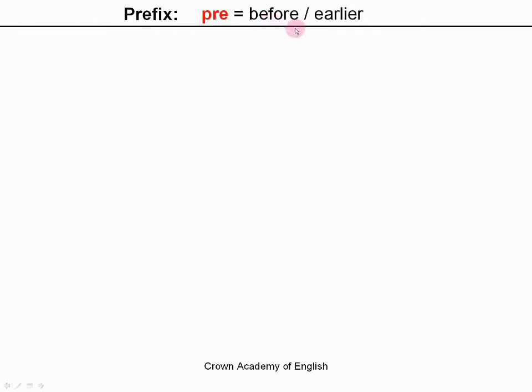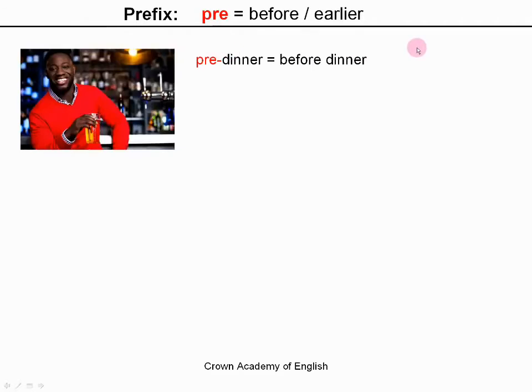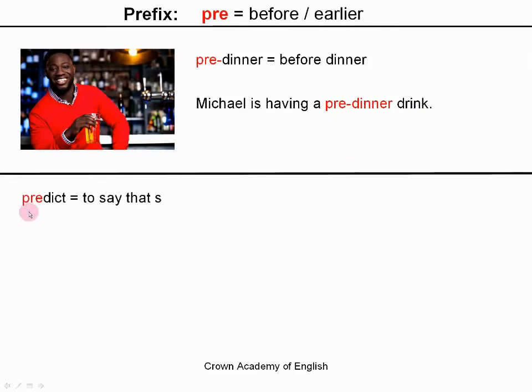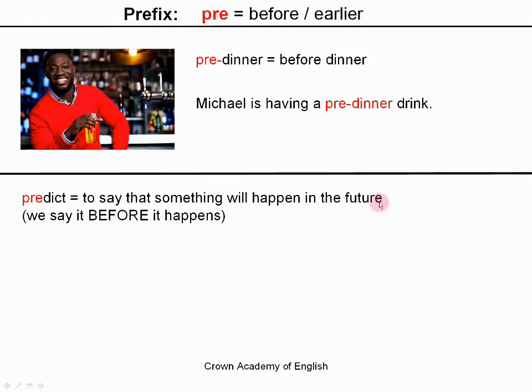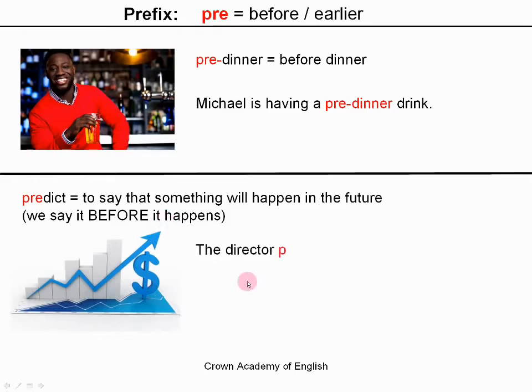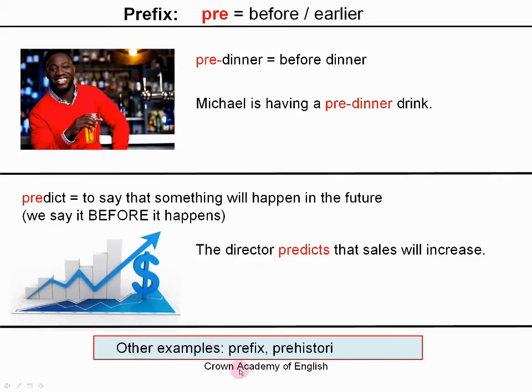Pre means before or earlier. Pre-dinner means before dinner, with a hyphen. Michael is having a pre-dinner drink. Predict, it's a verb, to predict. To say that something will happen in the future. And we say it before it happens. So before. That is why it is the prefix pre, means before. The director predicts that sales will increase. And other examples: prefix, prehistoric, prepare.